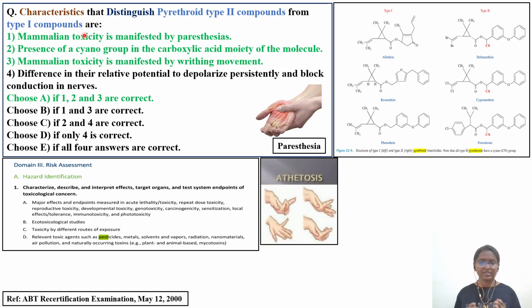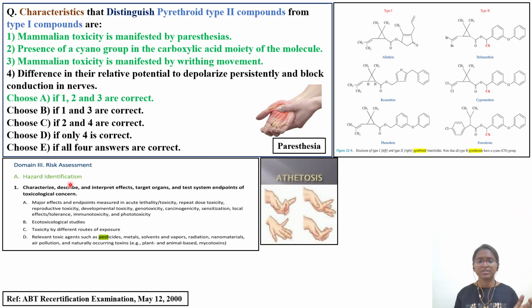So let's see the options, and this question is taken from the recertification examination, ABT, the 2000 paper. Though nowadays the exam pattern has changed. Nowadays the questions are not five option questions but four option type questions, but still this particular concept is part of the syllabus. So through this question, we'll try to read all the concepts related to it.